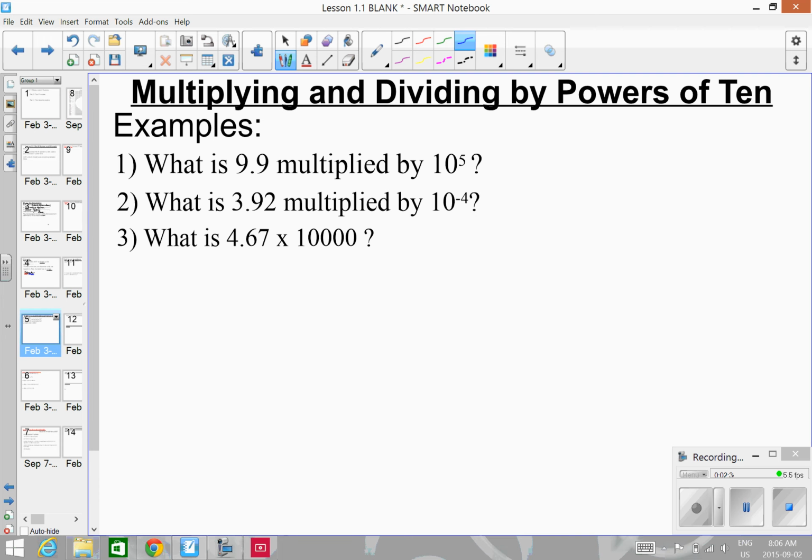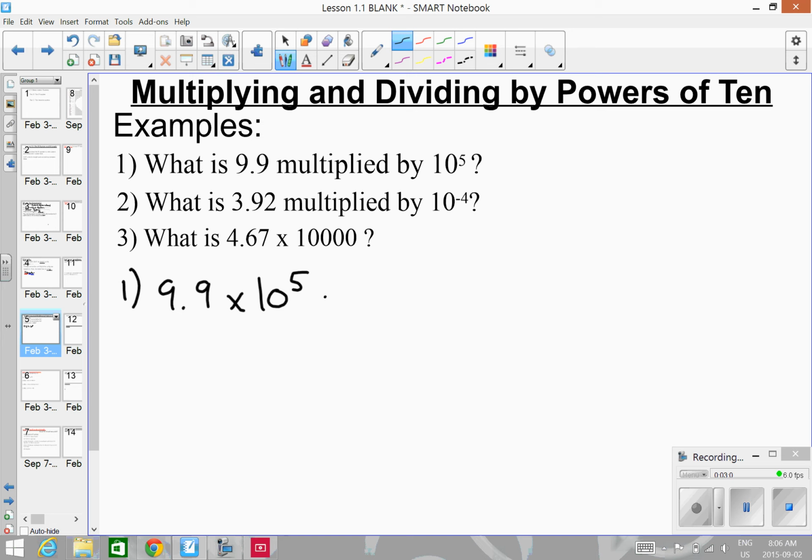So just some quick review here. We're going to be multiplying and dividing by powers of 10. I'm going to do some examples and then you're going to do some examples. So 9.9 multiplied by 10 to the power of 5. You could go to your calculator, but it's much faster to do it by hand. So 9.9 times 10 to the power of 5.